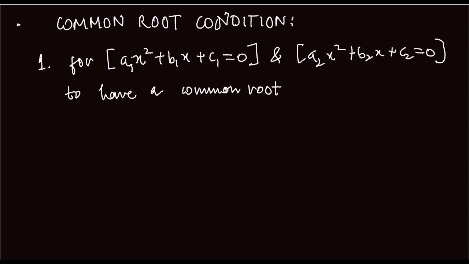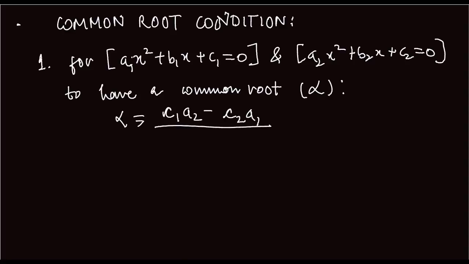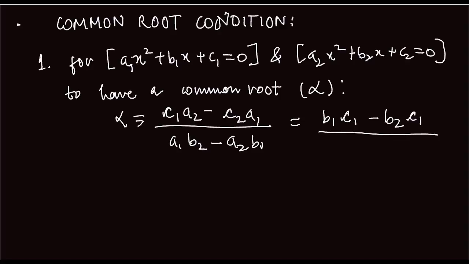they must satisfy, let's say alpha is the common root, alpha will be equal to c1 a2 minus c2 a1. You have to take the signs in here, there is no modulus involved, upon a1 b2 minus a2 b1, and this is also equal to b1 c2 minus b2 c1 upon c1 a2 minus c2 a1. Oh, I'm sorry, this is not c1, this will be c2, of course.